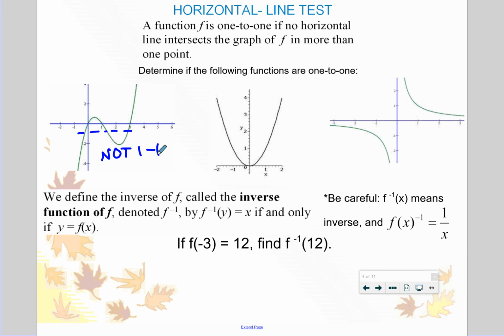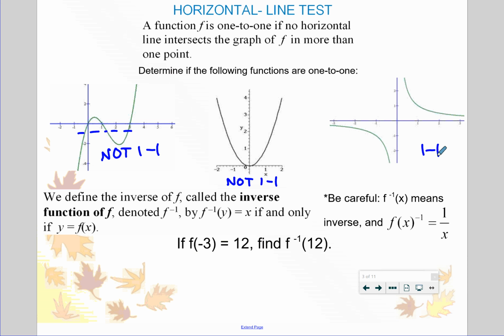Okay. What about the parabola in the middle? Is that a function? Does it pass the vertical line test? Yes. Is it a one-to-one function? Does it pass the horizontal line test? It is not one-to-one. Okay. What about the last one over there? That's our reciprocal parent function. Does that pass the vertical line test? Yes. Does it pass the horizontal line test? Yes. So this is an example of what a one-to-one function would look like.